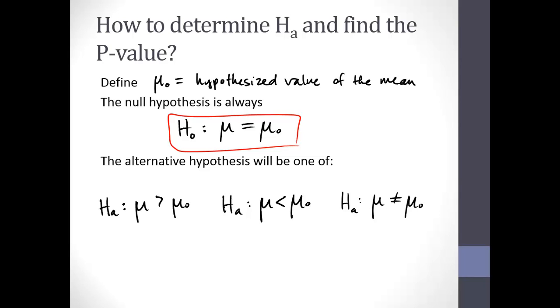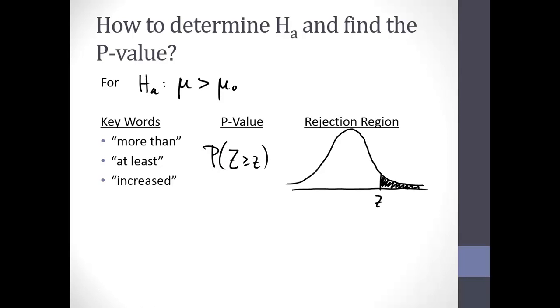So the test statistic is always the same, but based on what our alternative hypothesis is, we'll have different ways of finding our p-value and how we're going to make our decision. If your alternative hypothesis is that the mean is greater than that hypothesized value, you'll pick that out in the problem using keywords like more than, at least, or increased. If you see that kind of language, that'll direct you towards this version of the alternative hypothesis.